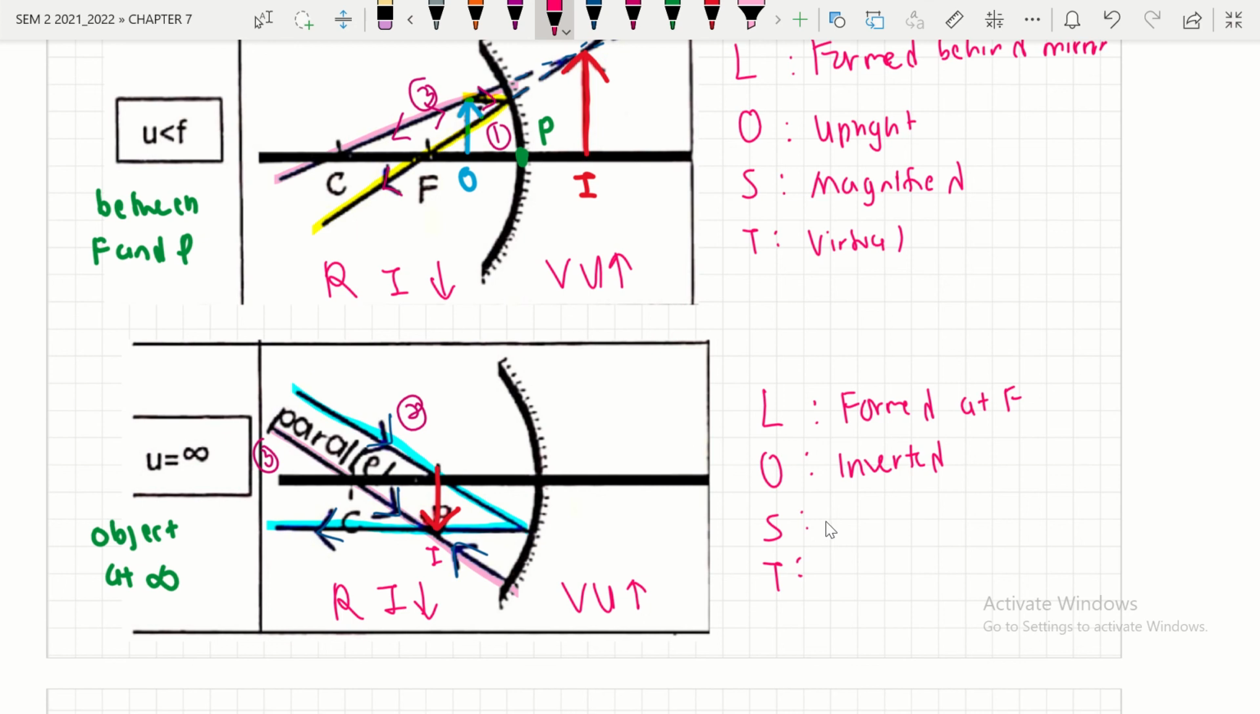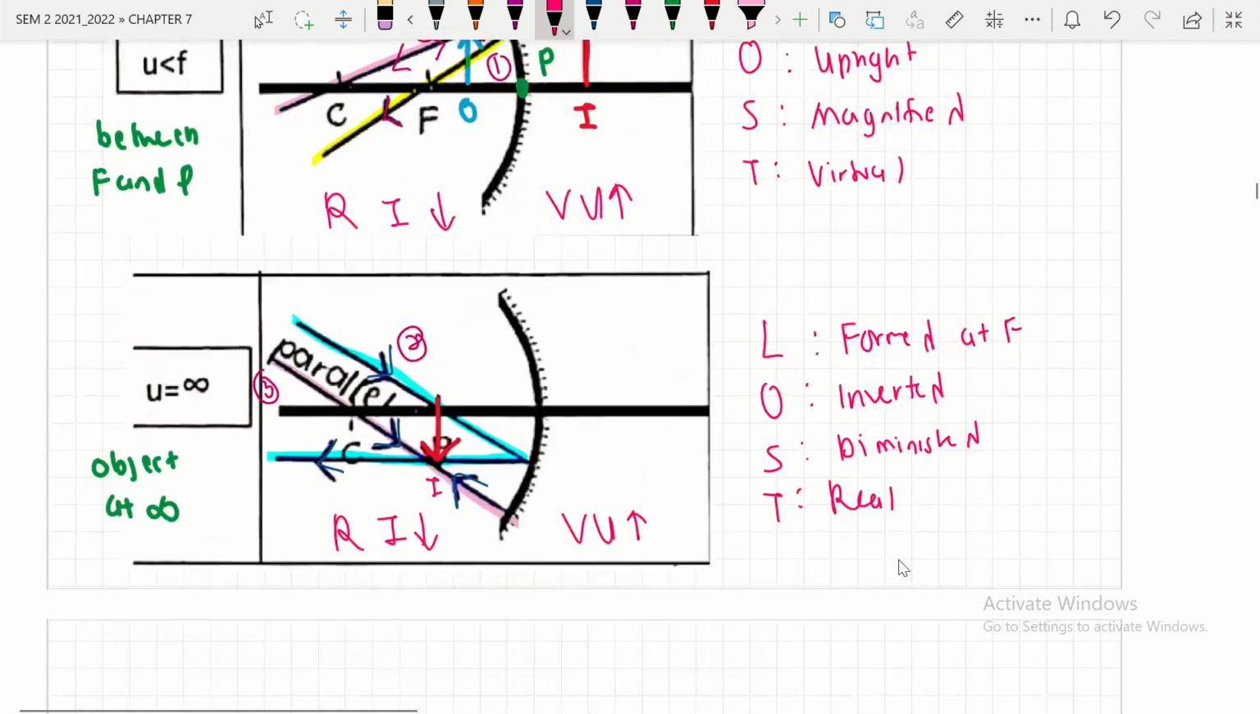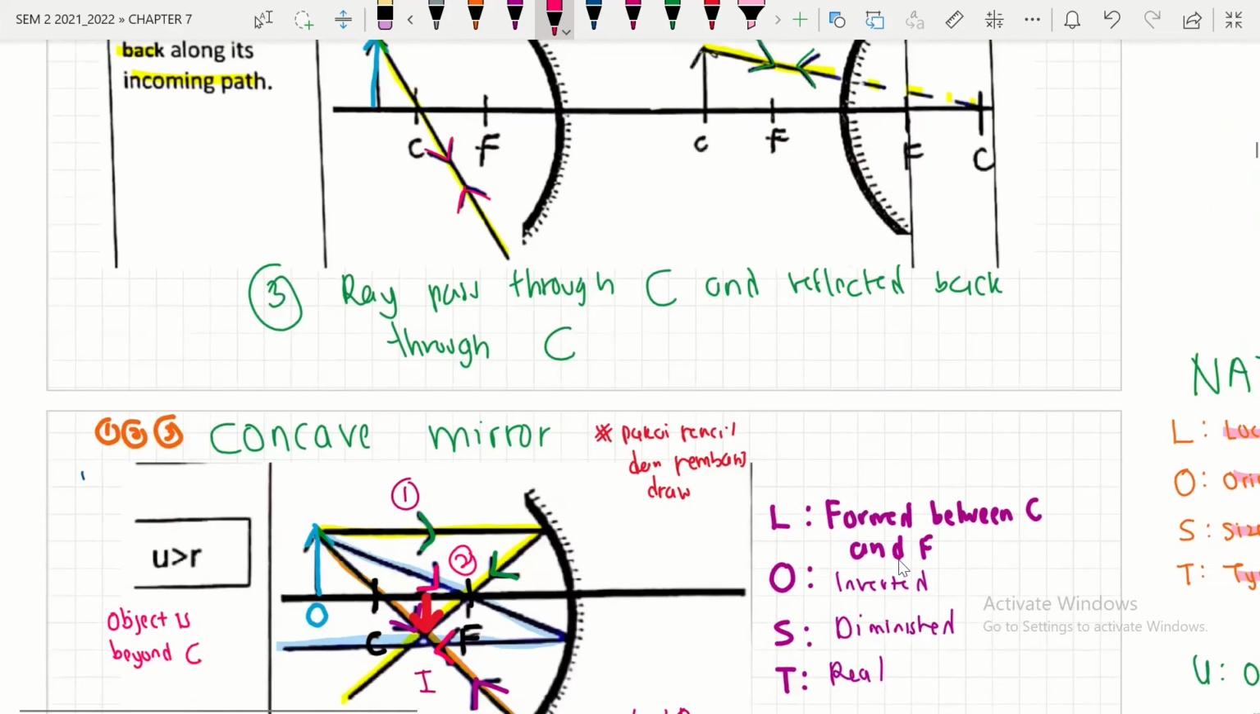What about the size? The size is diminished. So awak kena faham, kalau objek itu berada di infinity, maksudnya objek itu sangat-sangat besar. And what about the type of image? Dia form in front of mirror kan? Dia adalah real image. So ini adalah how you draw ray diagram for concave mirror dan how you get the nature ataupun characteristic of the image from concave mirror. Okay, that's all untuk concave mirror.